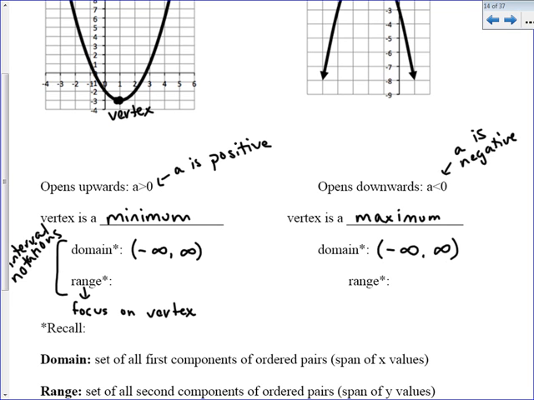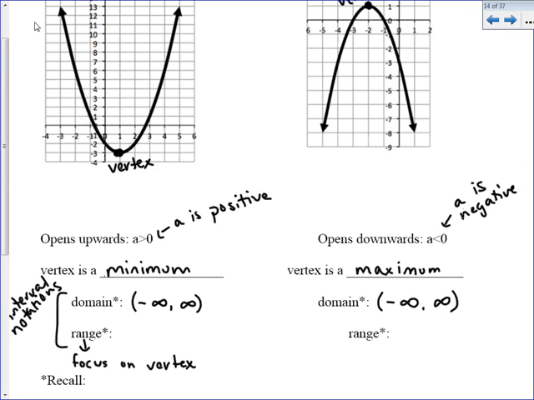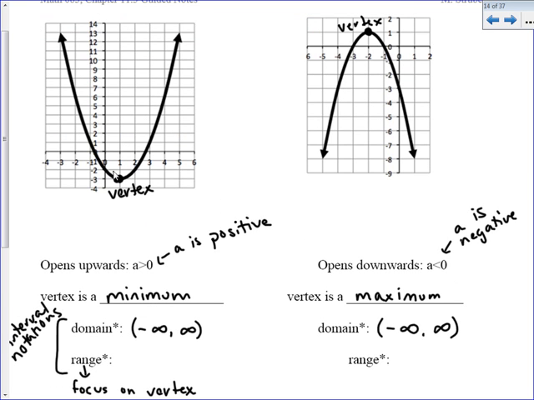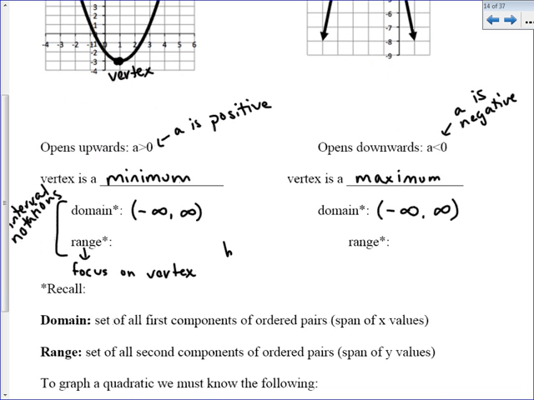So we're going to focus on the vertex, because we want to see where's the bottom of our graph and then where's the top of our graph. We talked about this a while ago. It's the bottom and the top y values.